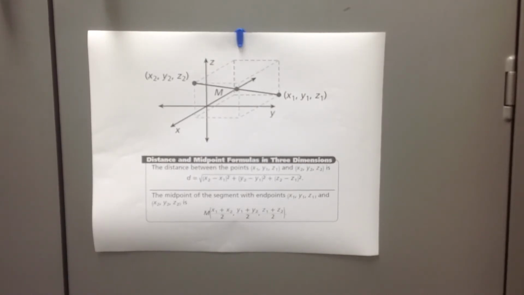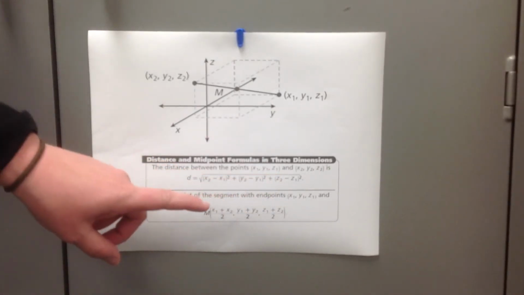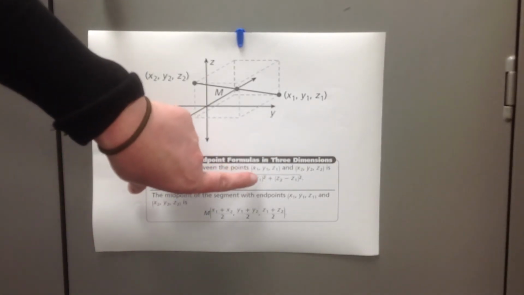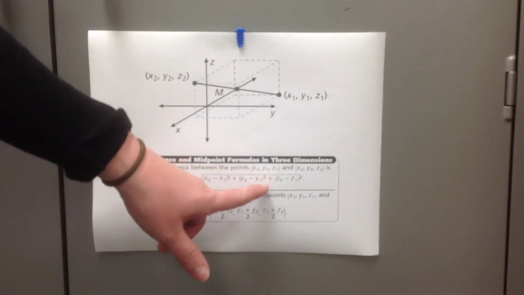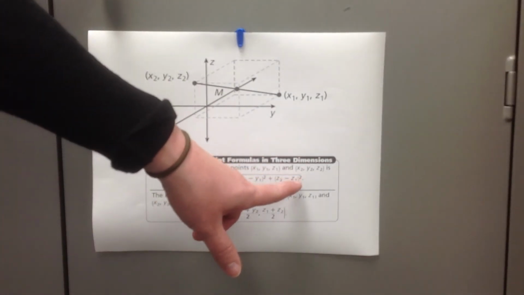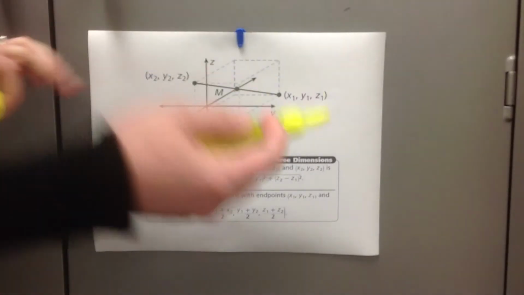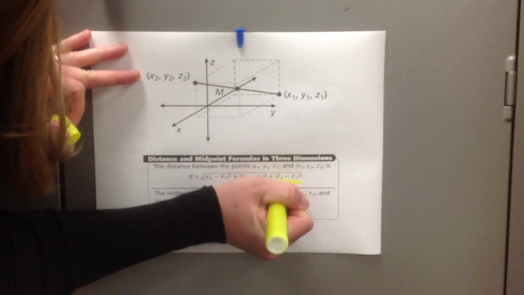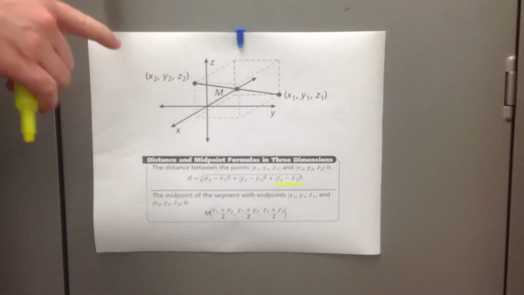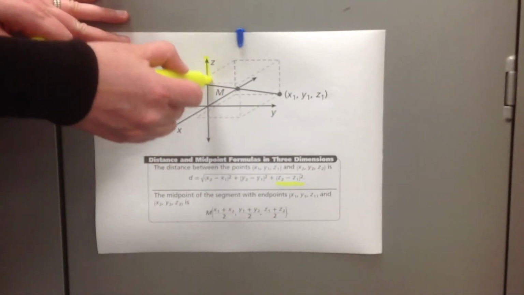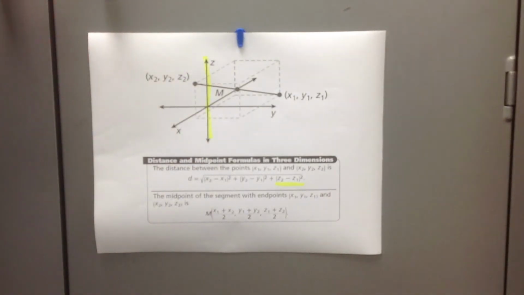And so you'll notice both of these formulas look very similar to what we had before, only we've added an extra dimension. So before we had x2 minus x1 squared plus y2 minus y1 squared. And now we've added on the plus z2 minus z1 squared. And that's just that third dimension. So again, z is just that third dimension here. And you'll notice that in our picture, they've added z as our extra axis up here also.